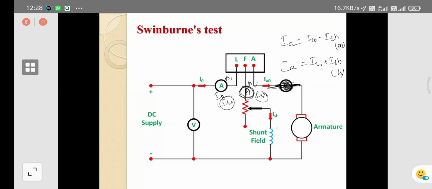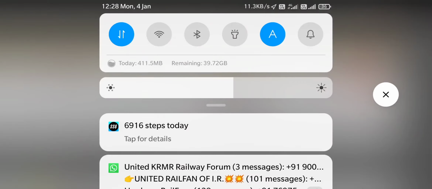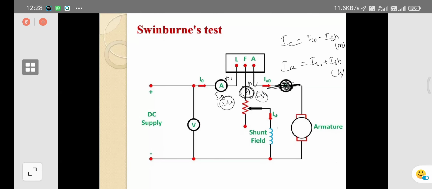Next, what is the main objective here? We have to determine the constant losses by conducting this test.